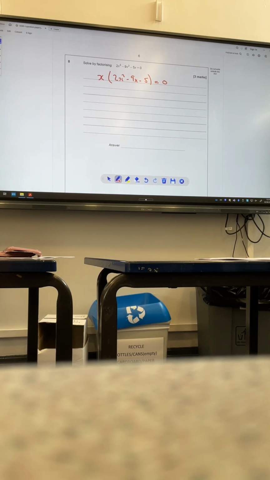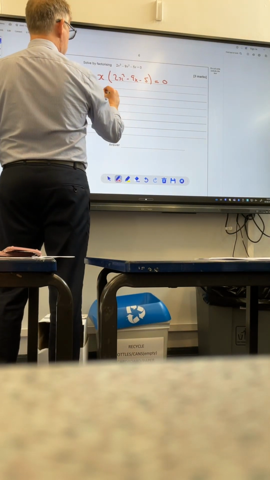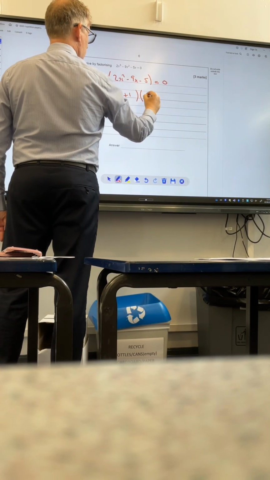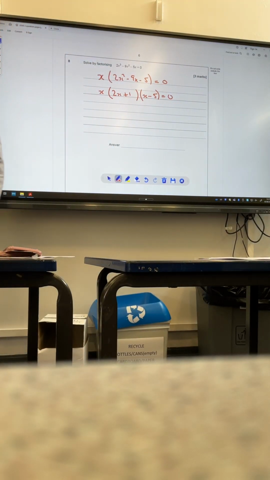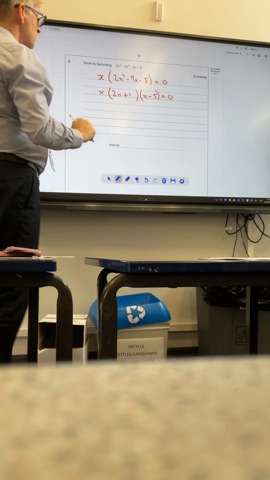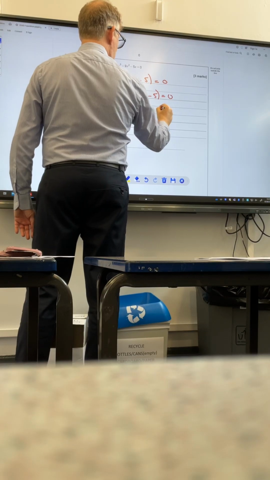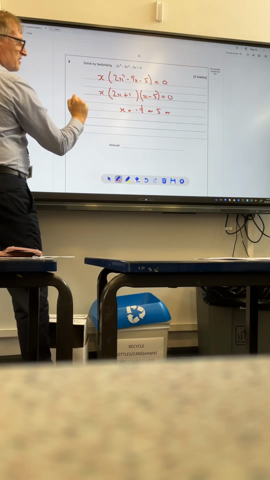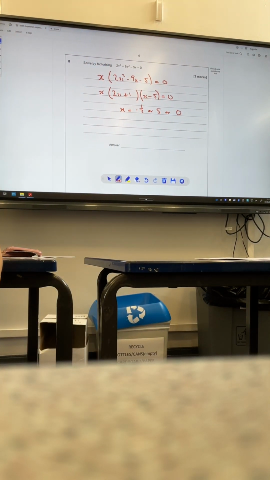Okay, so, happy with that? We then factorise that. Has anybody done it already? 2x plus 1, x minus 5. Oh, look at that. Nice and easy. And so you end up with 3 answers on this one. You get your x equals minus a half. You get your x is 5. But you also get x being 0 itself. This x being 0 would work as well.